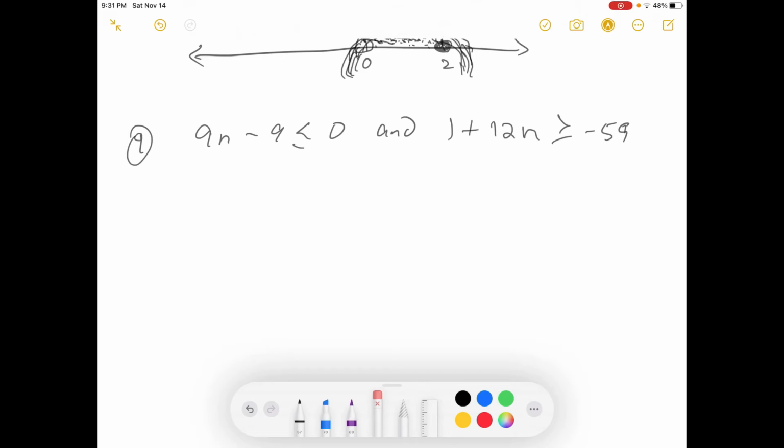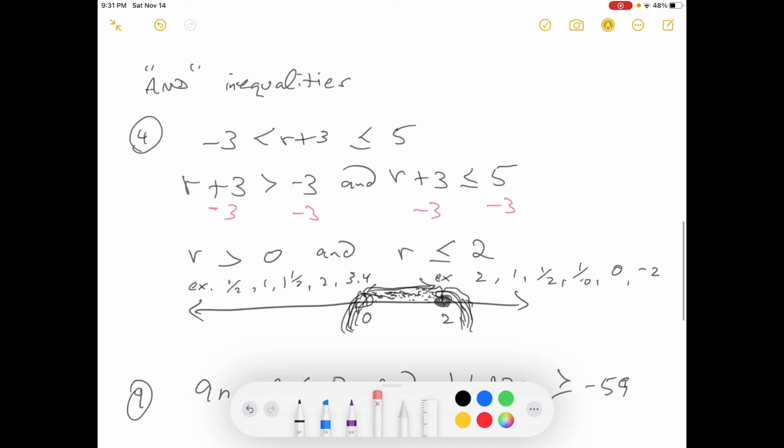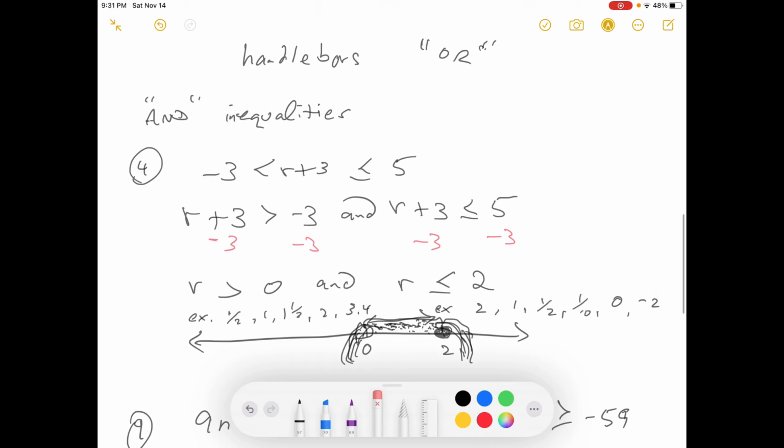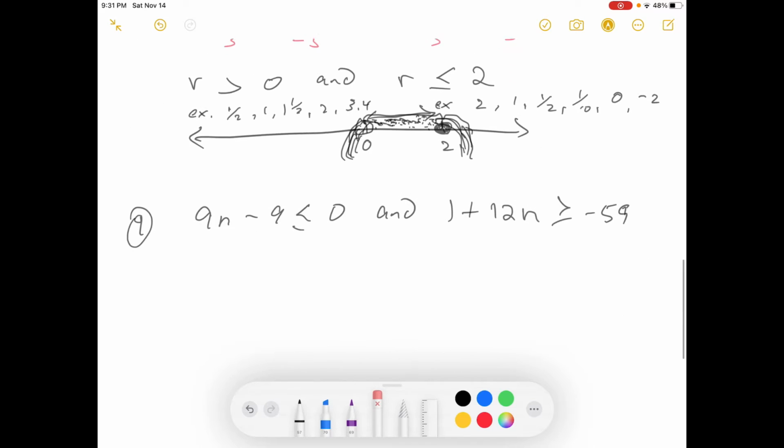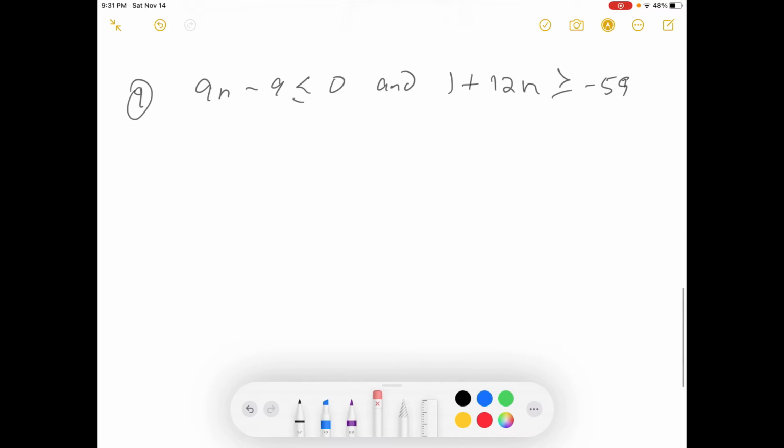Number 9 from the same worksheet. Now notice on this one, the word "and" is written in there, whereas in the previous question, the word "and" was not written in there. We had to switch things around in order to make it like this. So there's sometimes an extra step in there, but this already has done the step for us.